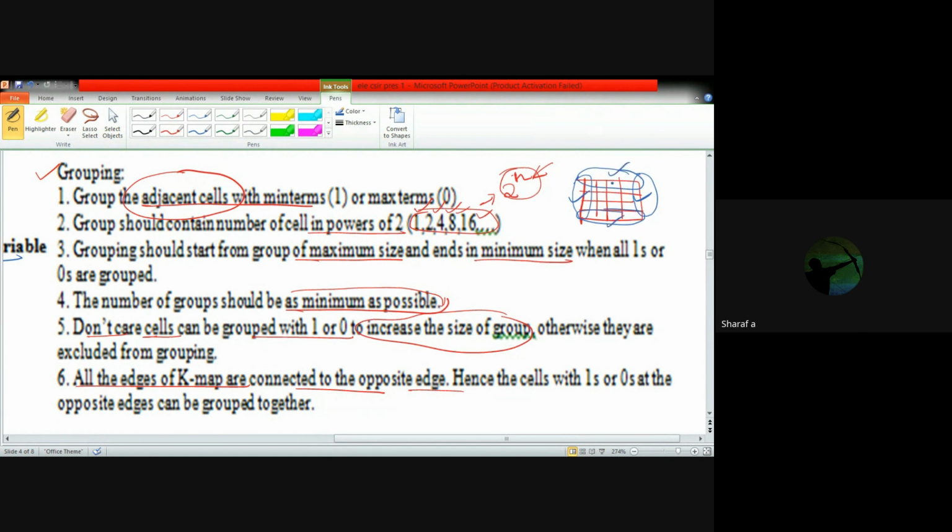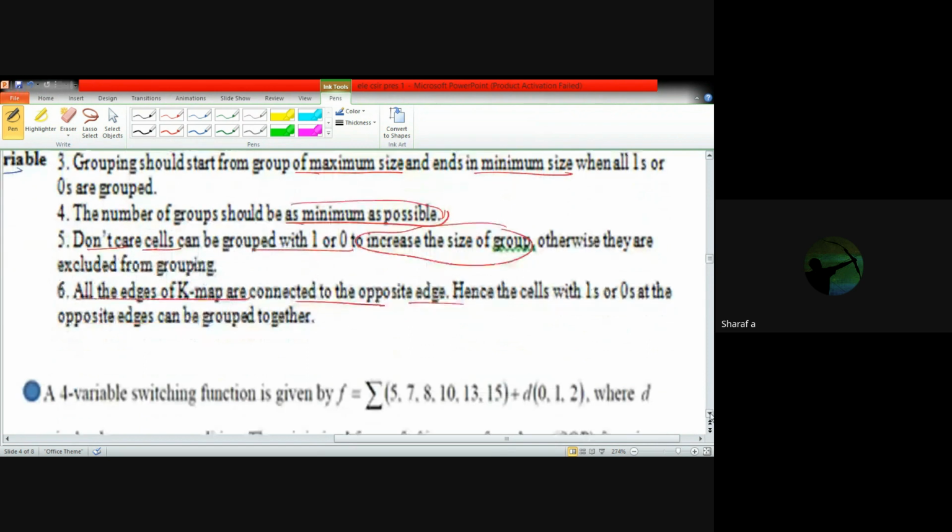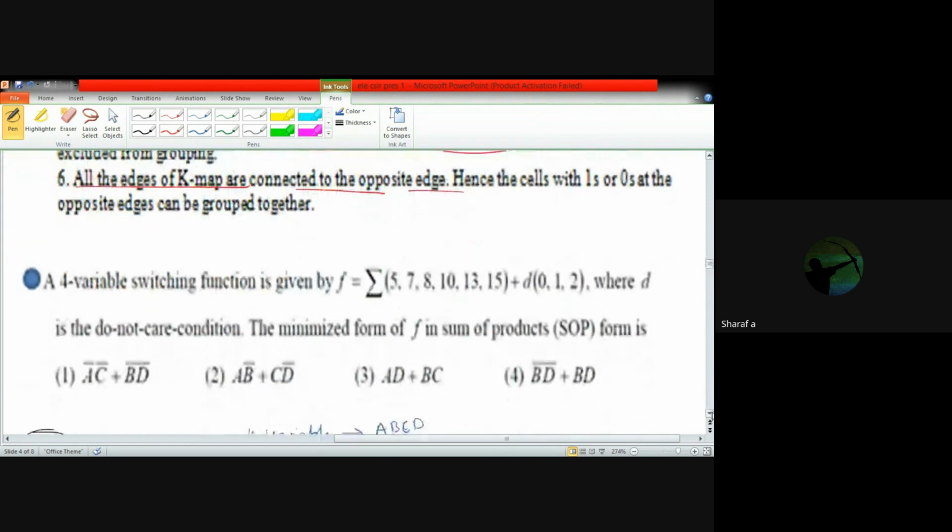So if you are having a one here, a cell here, and if you are having another one here, these two can be grouped because they are touching each other. So the edges of the K-map are touching the opposite edge. Okay, that is the sixth point. So you have to follow these 6 points when you do the problems. Then you can easily solve any problem.